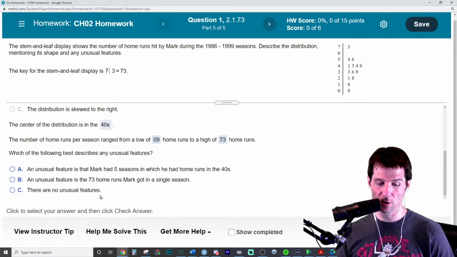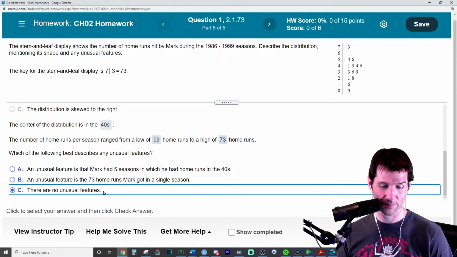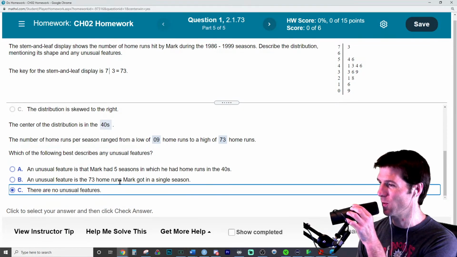Do we see any unusual features? I guess someone could say, oh, is it going to be that? I've gotten this question right so many times.